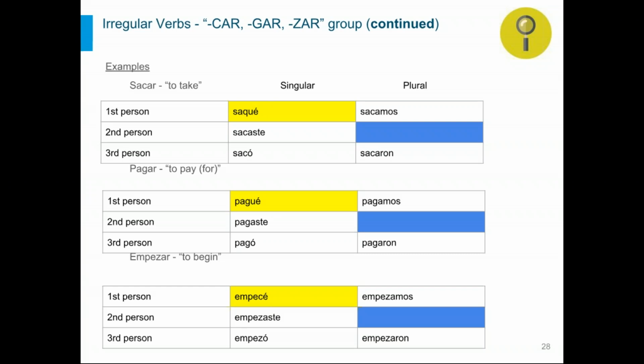A verb like pagar, to pay for something, the G adds that U in first singular only in the yellow, but no U in the remaining portion of that chart. Completely regular endings with regular accents in the other persons. And then a verb like empezar, to begin or to start, the Z changes to a C in first singular, as you can see in the yellow, but only there. And then the Z remains, making the rest of the chart a regular conjugation.